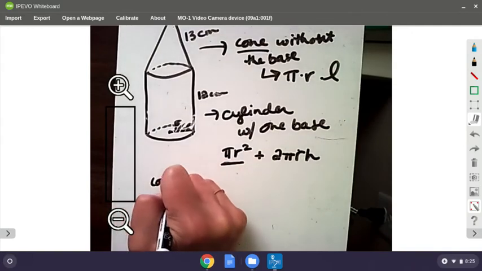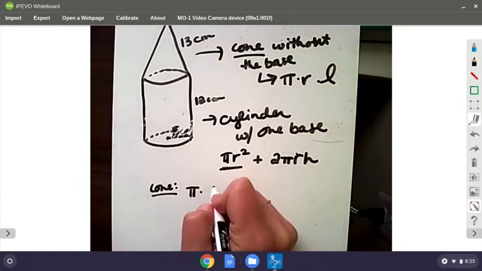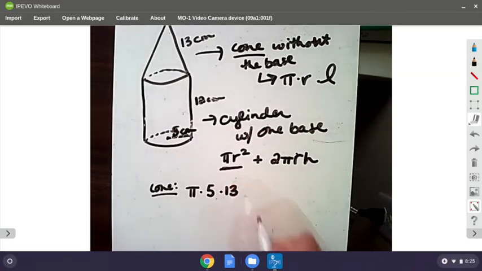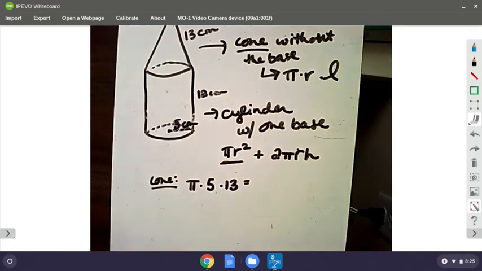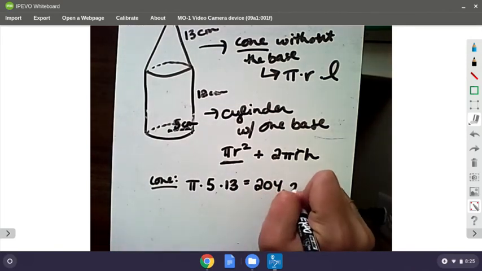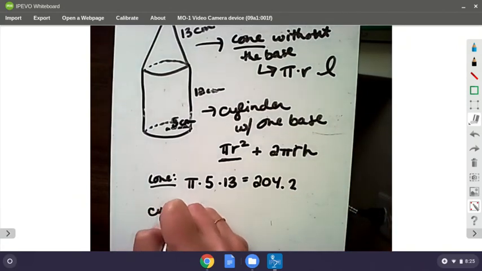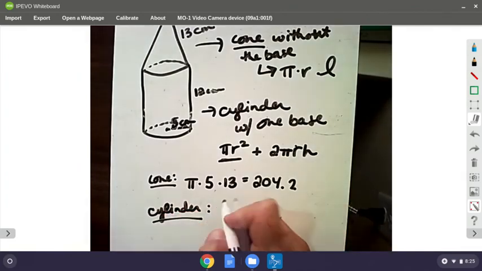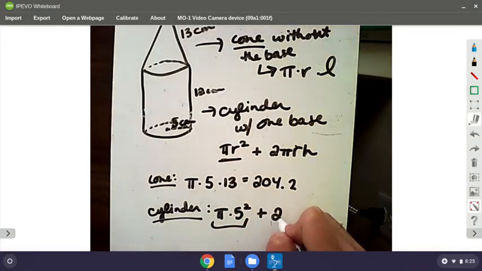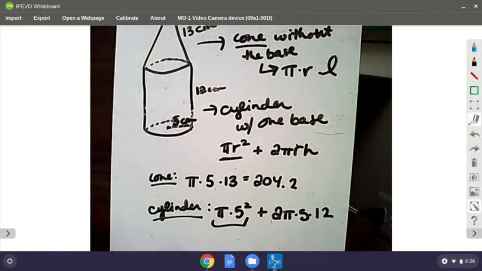So let's do the cone. The cone is just pi times r times L. So that's going to be pi times the radius, which is 5. It's kind of hard to see here. And the slant height was 13. So let's see. Pi times 5 times 13 is 204.2. And then the cylinder, remember the cylinder with only one base is going to be pi times 5 squared, that's the one base, plus 2 times pi times 5 times the height, which is 12.